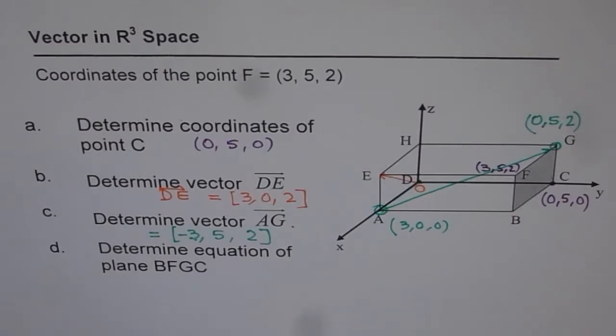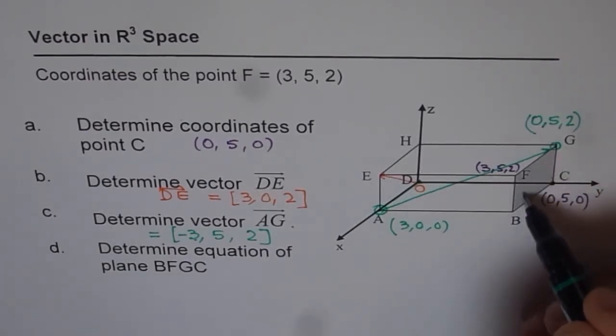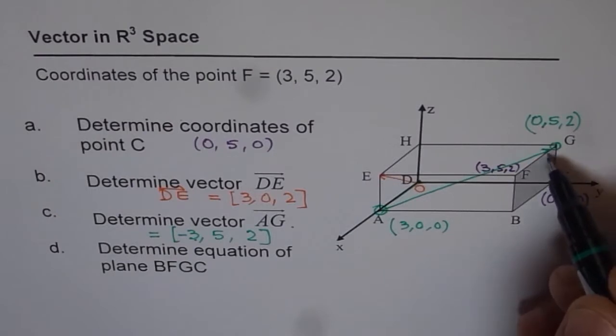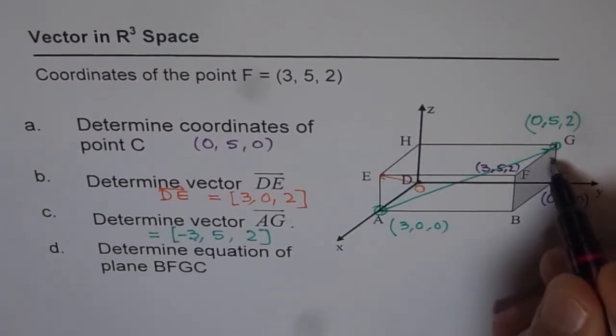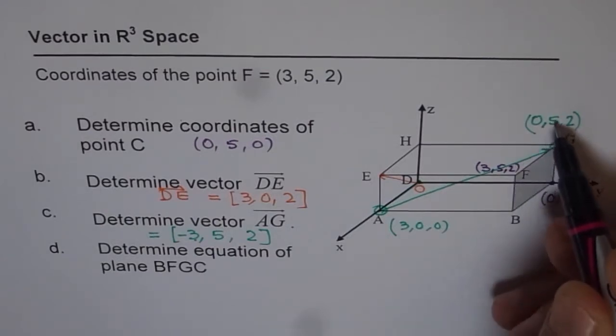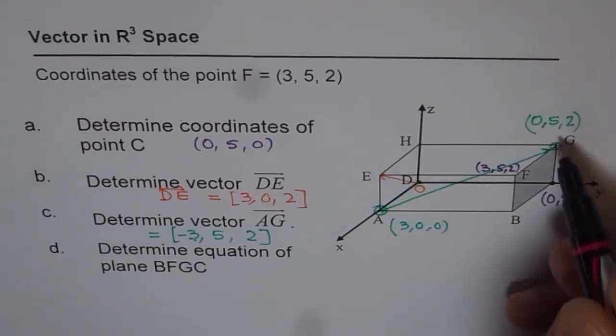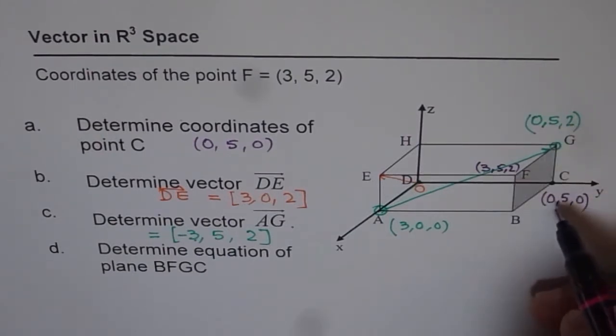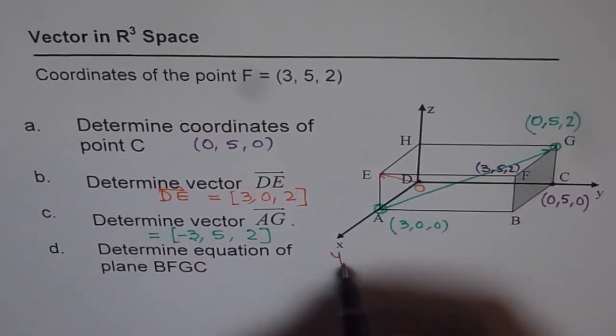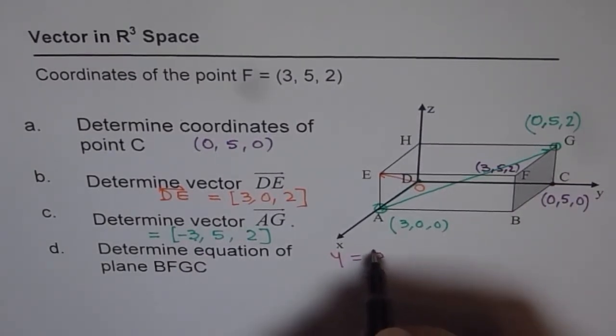Now part D is determine the equation of the plane BFGC. So this shaded plane is the BFGC plane. You have to give the equation for this particular plane. So how are you going to write the equation for this plane? Well, as you can see, every point on this plane, we have seen a couple of points, right? All of them have one common value, and that is y, right? So the y value is 5. So we can write this plane as y equals 5, right?